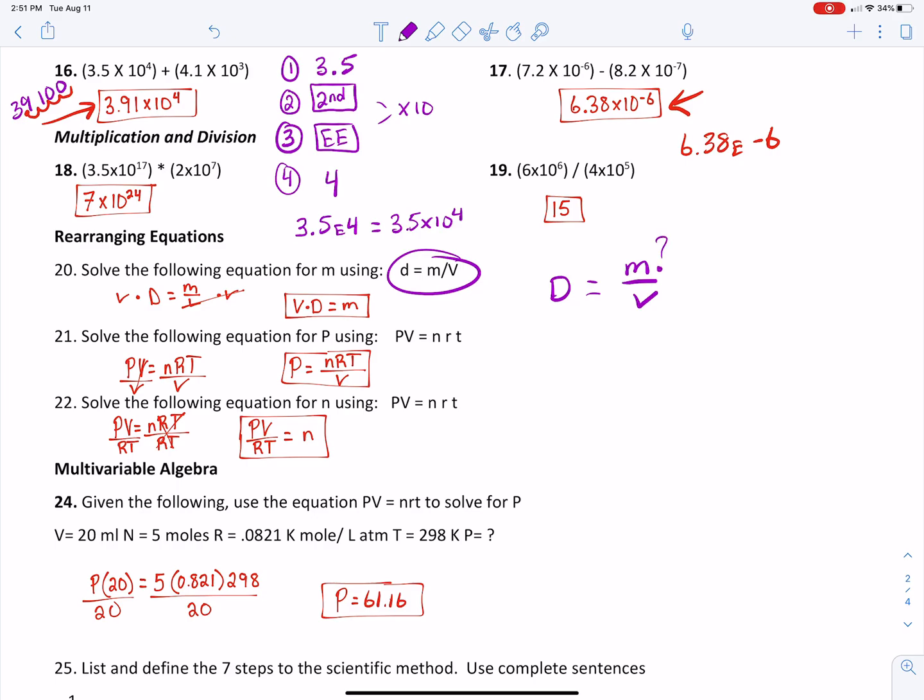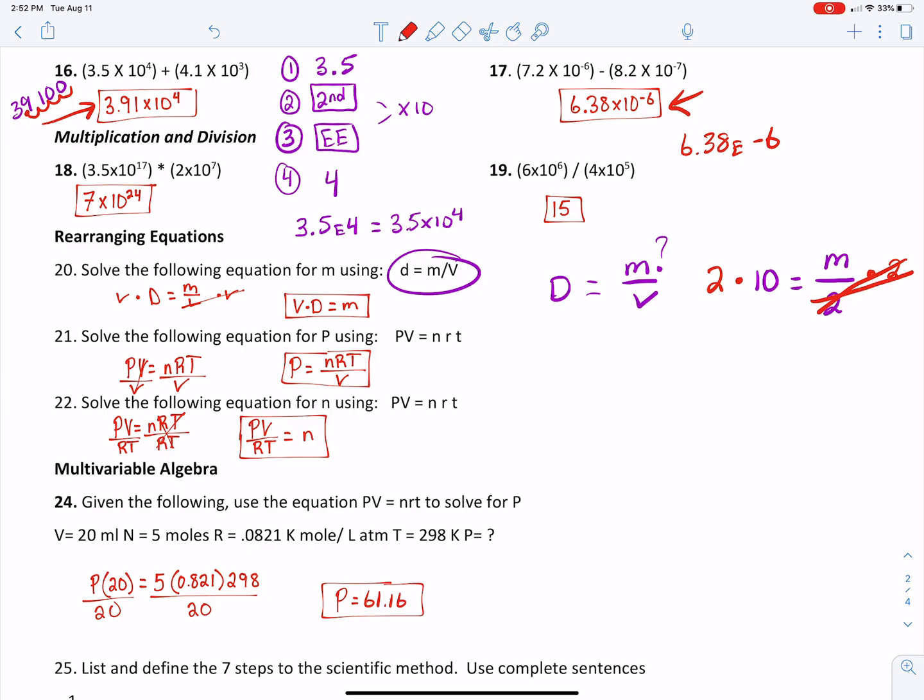So let me put some numbers in so we can make it more real. Let's say that D is 10, M we don't know, and V is 2. So it's just like this. How do we get 2 off the bottom of the fraction? That's extremely important. You multiply both sides by 2 because the number is 2. When I do that, it's going to cancel these out because 2 divided by 2 is 1. So it cancels it out and moves it to this side.